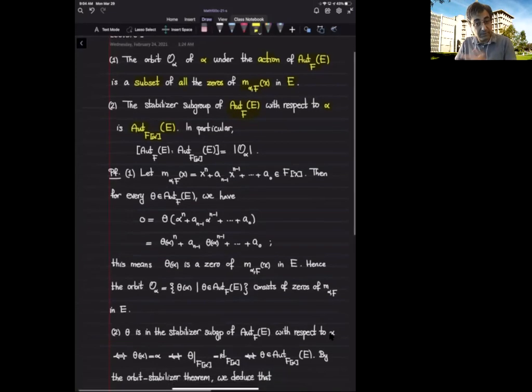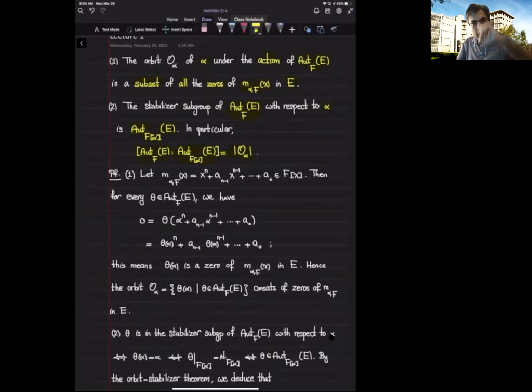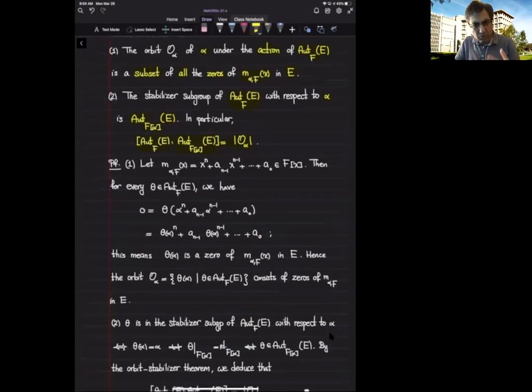In particular, if I use the orbit stabilizer theorem, I deduce that the cardinality of the orbit of alpha is the same as the index of the group of F bracket alpha linear automorphisms of E inside the F linear automorphisms of E. So this index is the same as the number of elements inside the orbit of alpha under F automorphisms of E. We have seen this before, but let's go through the argument because it is important.